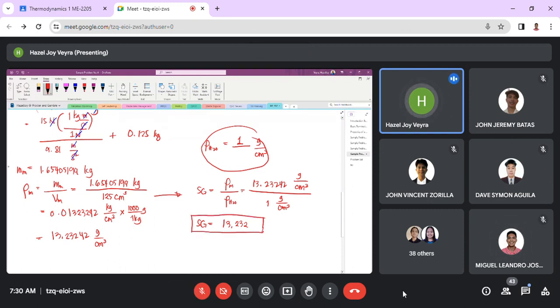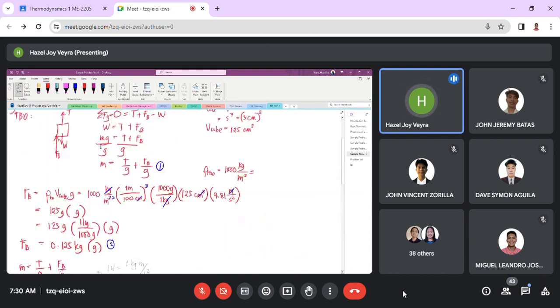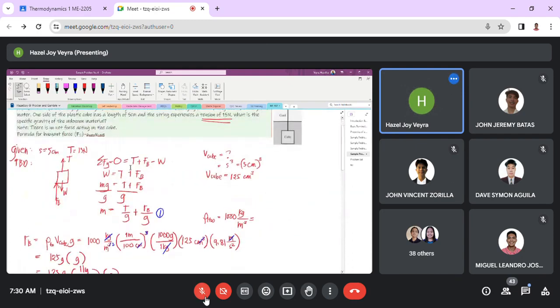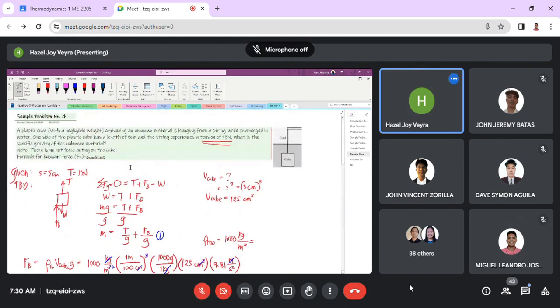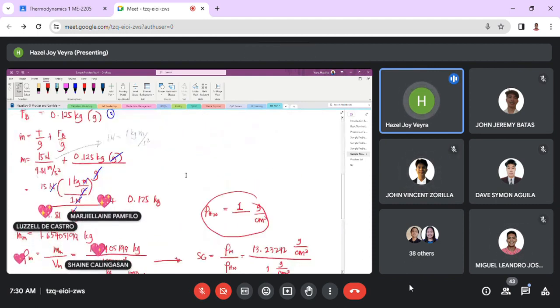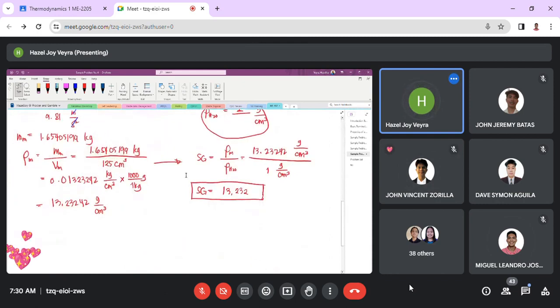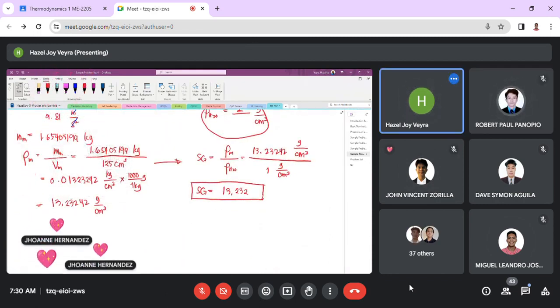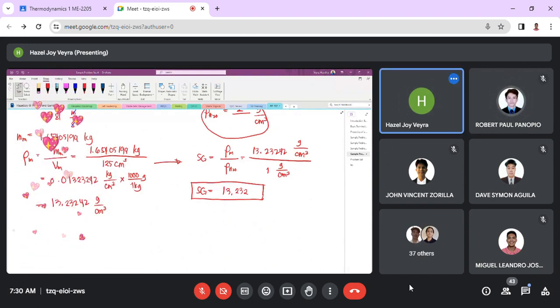Any questions on problem number 4? Everything clear? Clear po. How about the others? Clear po. Okay. Was it fast, or can you keep up? Or is the problem too easy to solve? Okay.